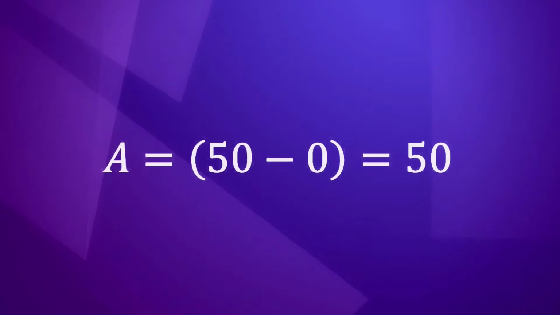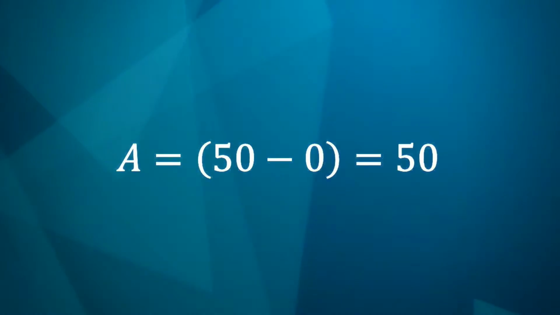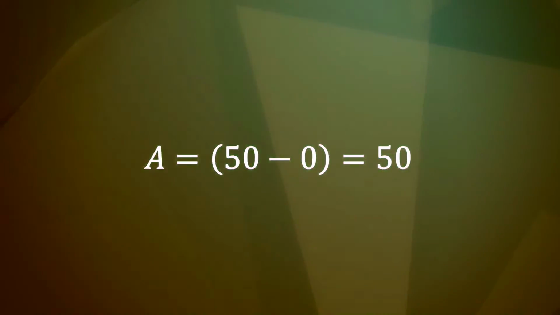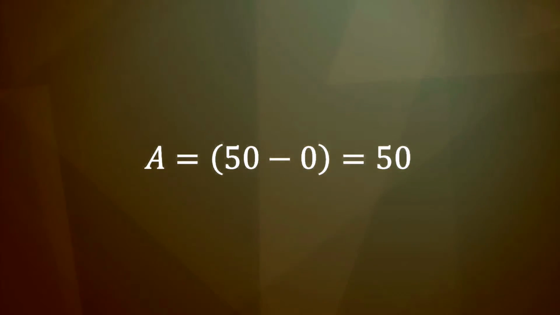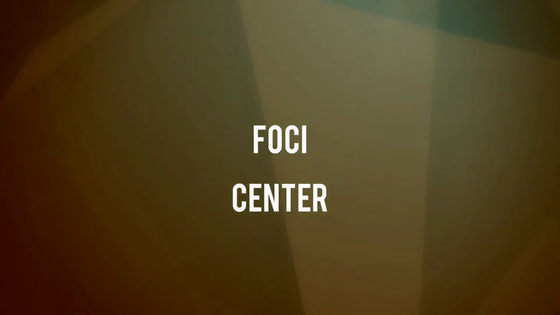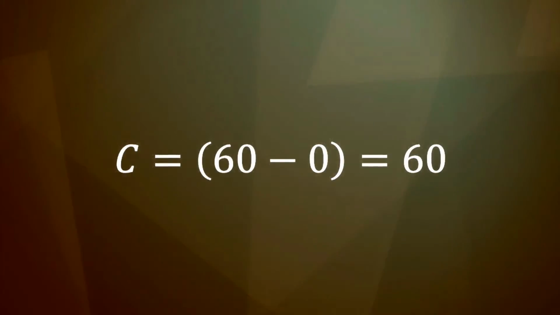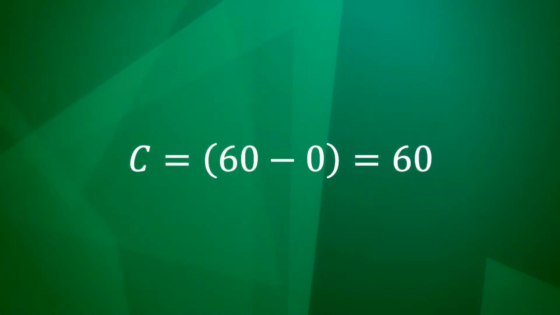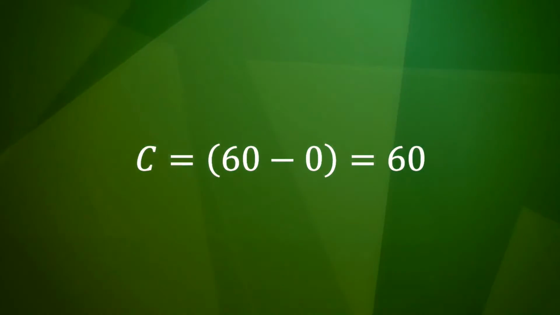Given the center, find the distance from it to one of the vertices. A is equal to 50 minus 0, which is equal to the absolute value of 50, or A is equal to 0 minus 50, which is equal to the absolute value of -50. We can also find C given the position of the foci and the center. C is equal to 60 minus 0, which is 60, or 0 minus -60, which is 60.